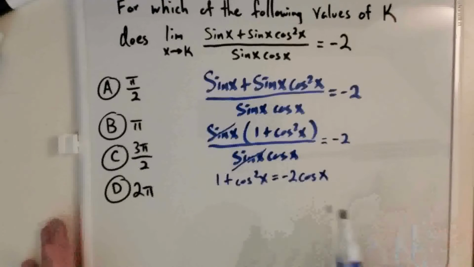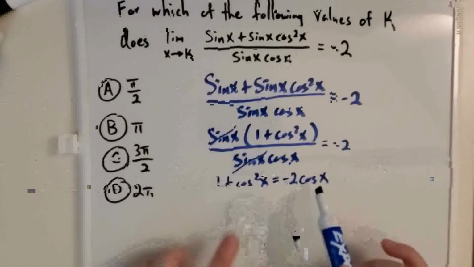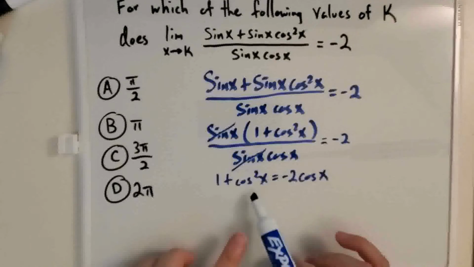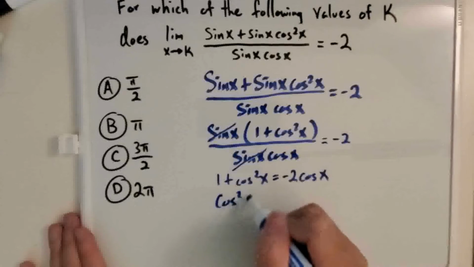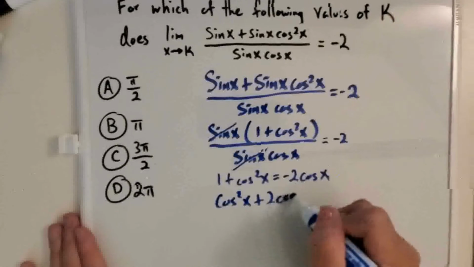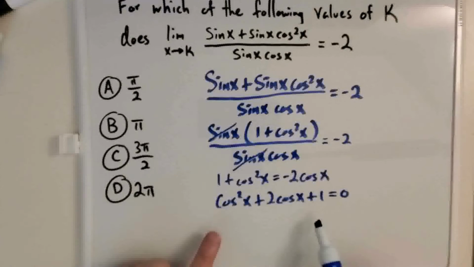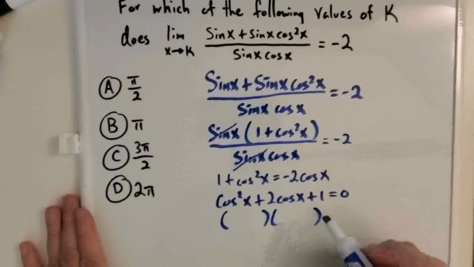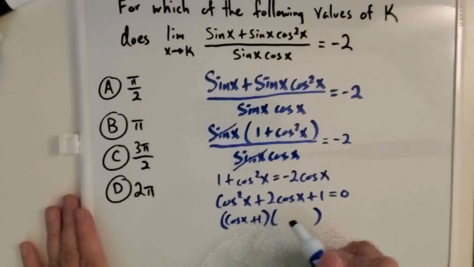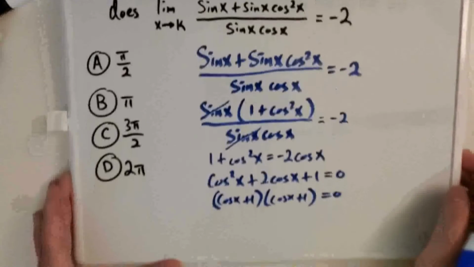Now remember, you cannot ever divide by a trig value. So we're going to move this over by adding 2 cosine x, and then we're going to rewrite this. So we have cosine squared x plus 2 cosine x plus 1 equal to 0. Now this looks like a quadratic, and now we can factor. We can factor this into (cosine x plus 1)(cosine x plus 1) equal to 0, and they're both the same.